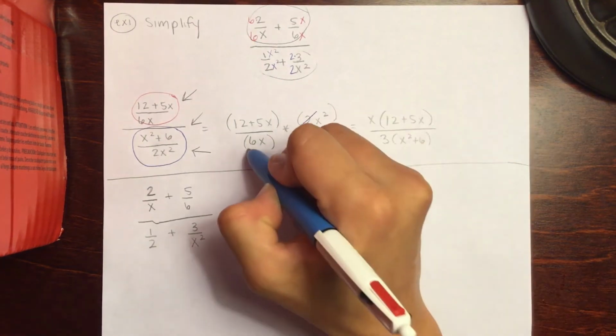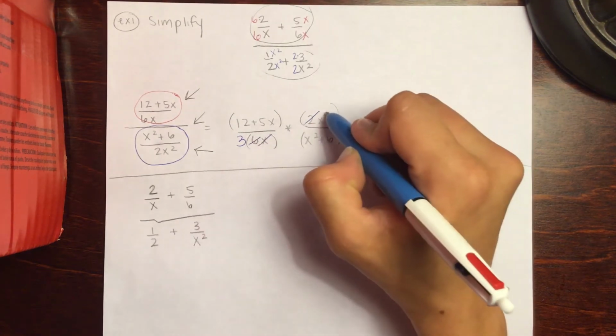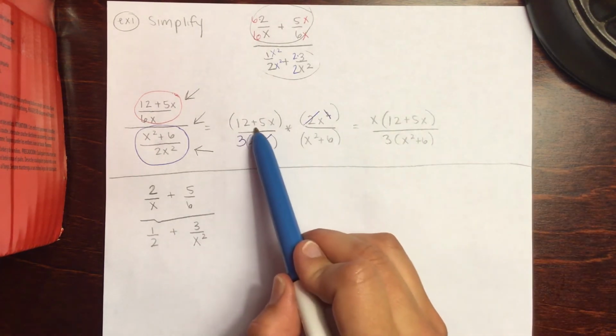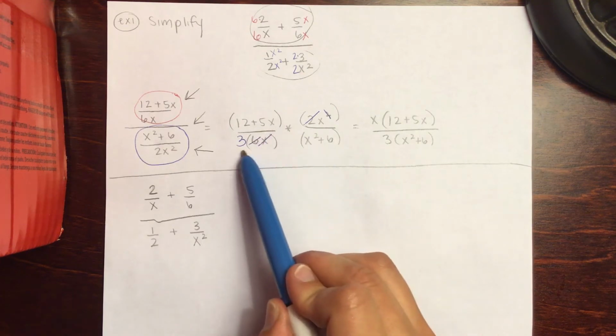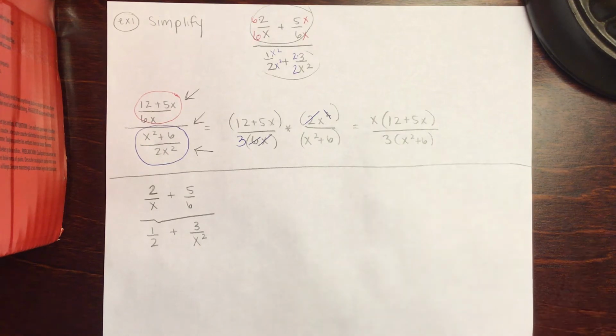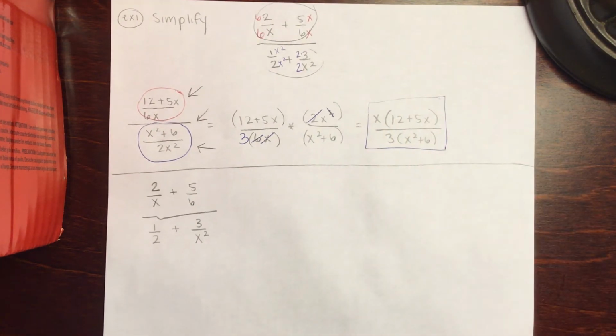Here my 2 over my 6 is going to be 1 over 3, and one of these x's will cancel with one of those. So I'm left with just an x and a 12 plus 5x in the top, and a 3 and an x squared plus 6 in the bottom. I moved my x to write it in the front because that's more of a standard notation, but you could have technically left it at the back. Okay, so that's one way, is find a common denominator in the top, finding a common denominator in the bottom, and now keep, change, flip.